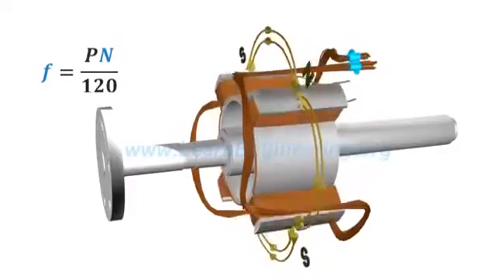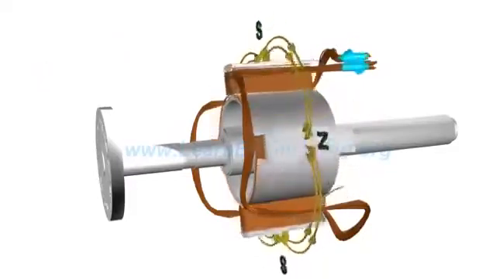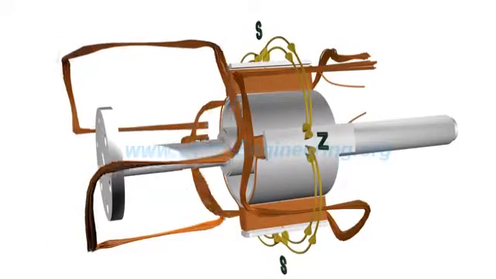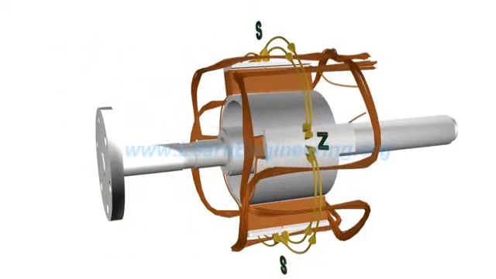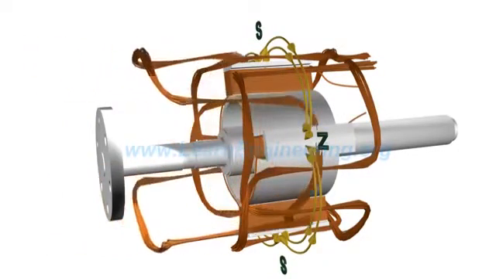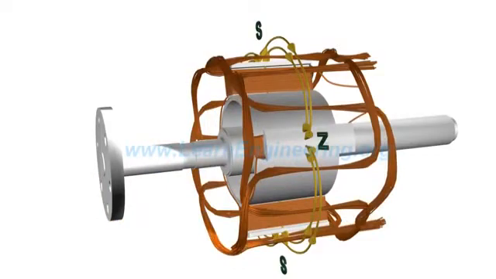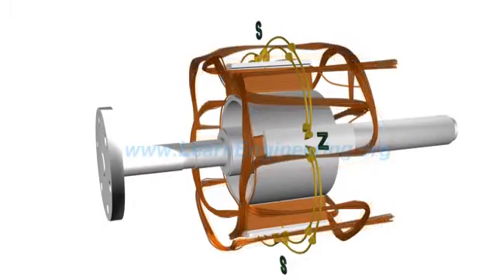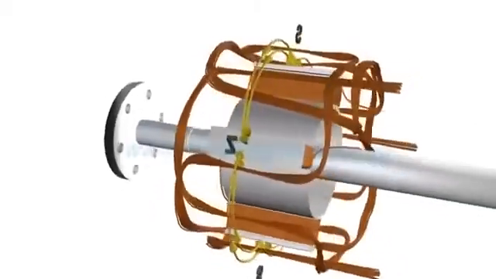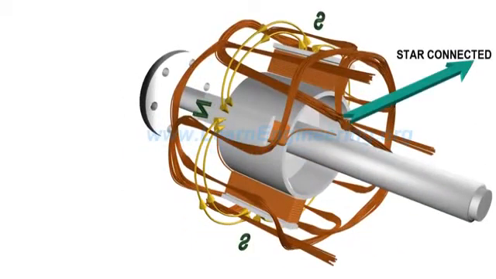For producing 3-phase AC current, 2 more such armature coils, which are at 120-degree phase difference with the first, are put into the stator winding. Generally, one end of these 3 coils is star-connected, and 3-phase electricity is drawn from the other ends.